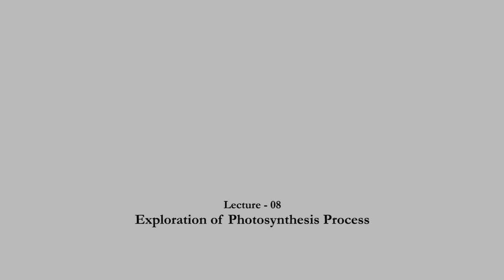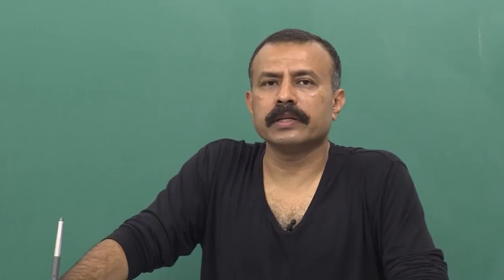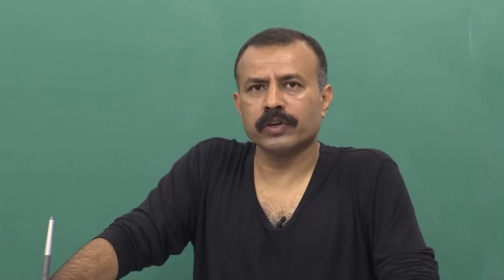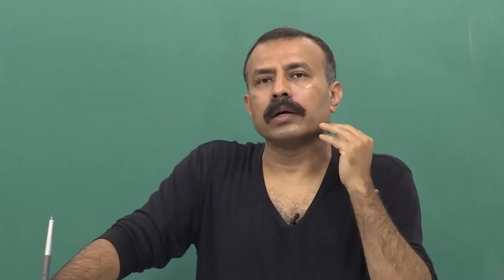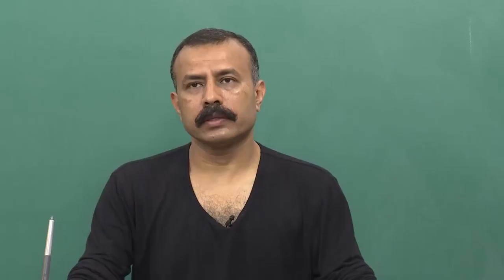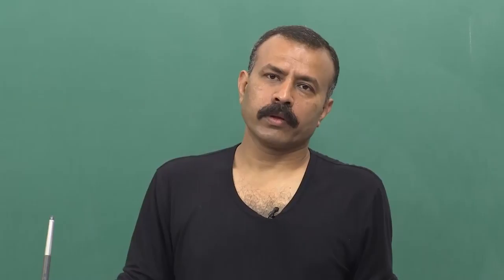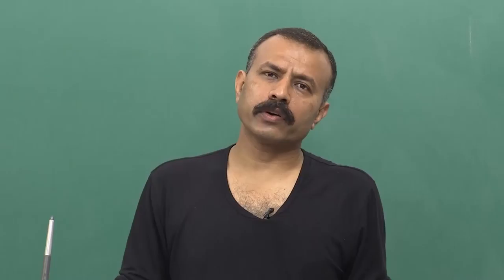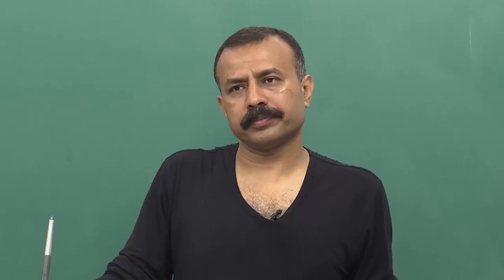Welcome back to the lecture series on bioenergy. So we are in module 2 and we have finished the first two lectures where we talked about the overall scheme of processes which happen in photosynthesis. We described the light reaction and the dark reaction, and we talked about photosystem 1, photosystem 2 and the electron transport and the proton gradient which is created across the thylakoid membrane.